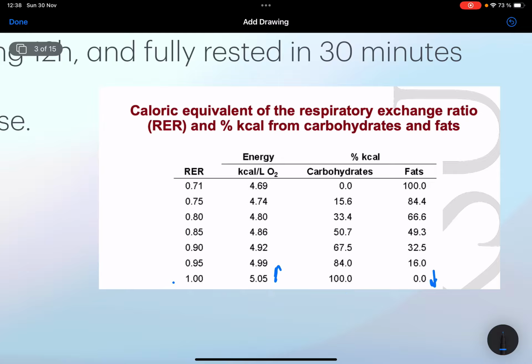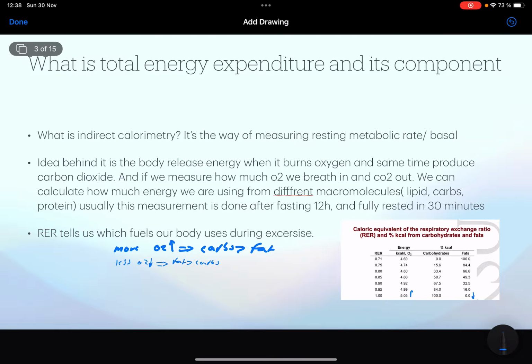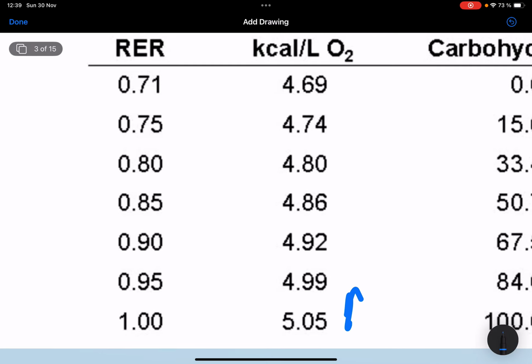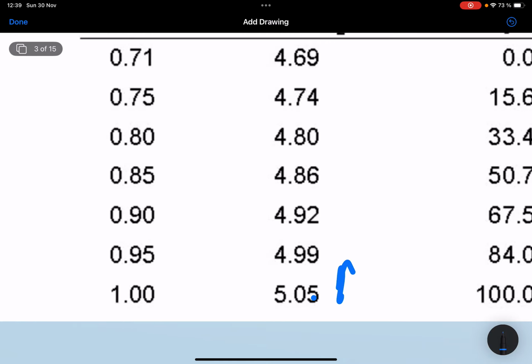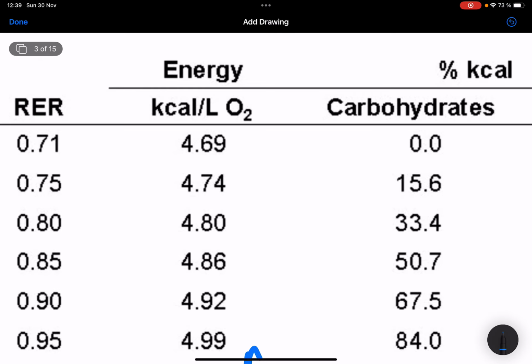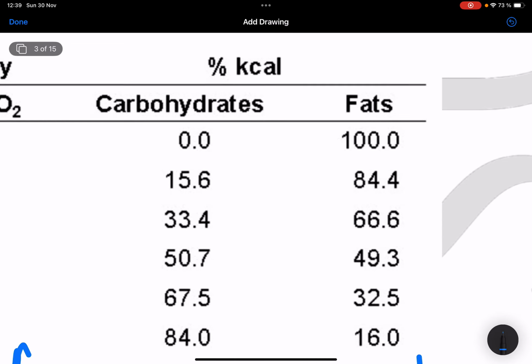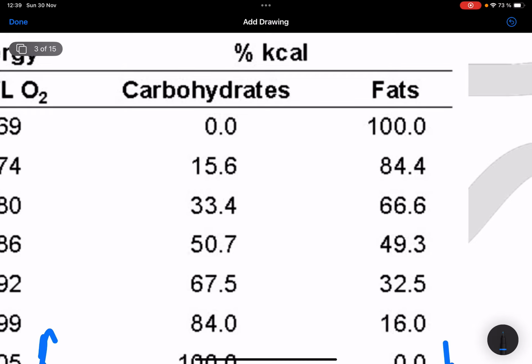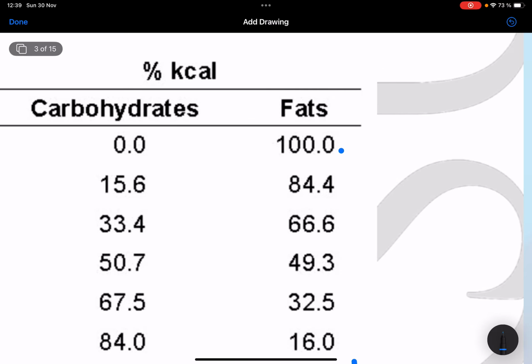And also the RER increased. So what does this tell us? This tells us which fuel our body would use during exercise. When we breathe more oxygen, we use more carbohydrates. But in low intensity exercise, the body would not depend on carbohydrates as a source of energy, but rather more on fat.